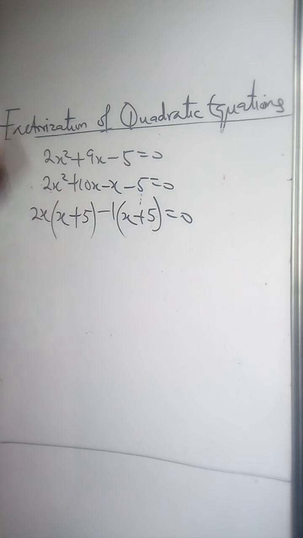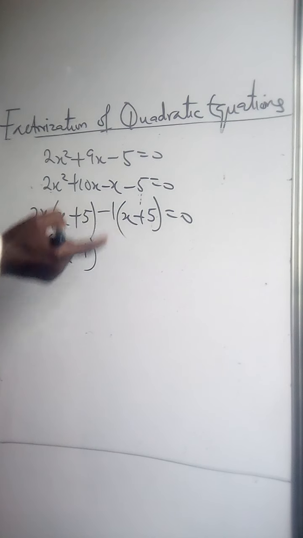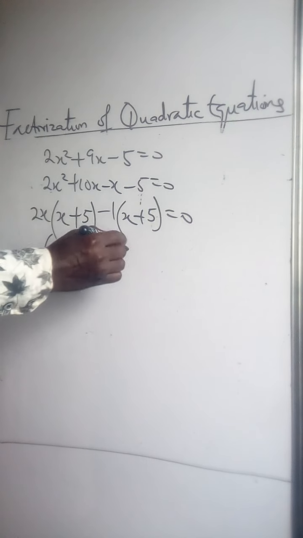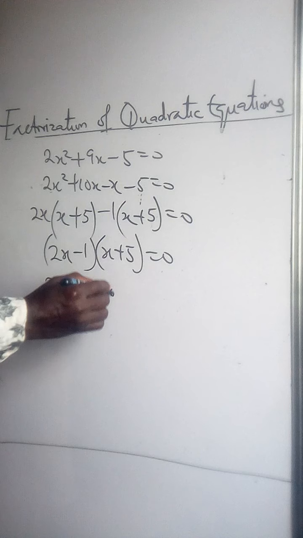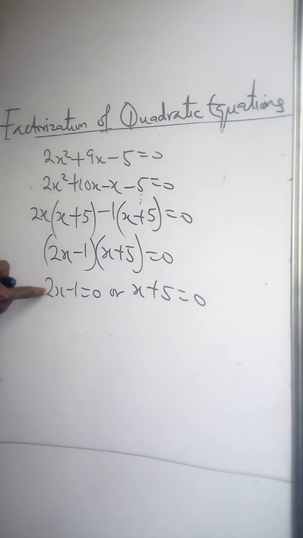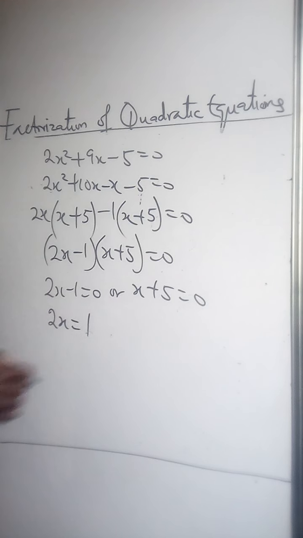So we can pair the one outside and the one inside. 2x minus 1, that is for the outside values, and I will pick one of the two values in the bracket, x plus 5 is equal to 0. That implies 2x minus 1 is equal to 0, or x plus 5 is equal to 0. If 2x minus 1 is equal to 0, and we want to get the value of x, which is an unknown value, we take minus 1 to the other side. So we have 2x is equal to 0 plus 1, that is 1.